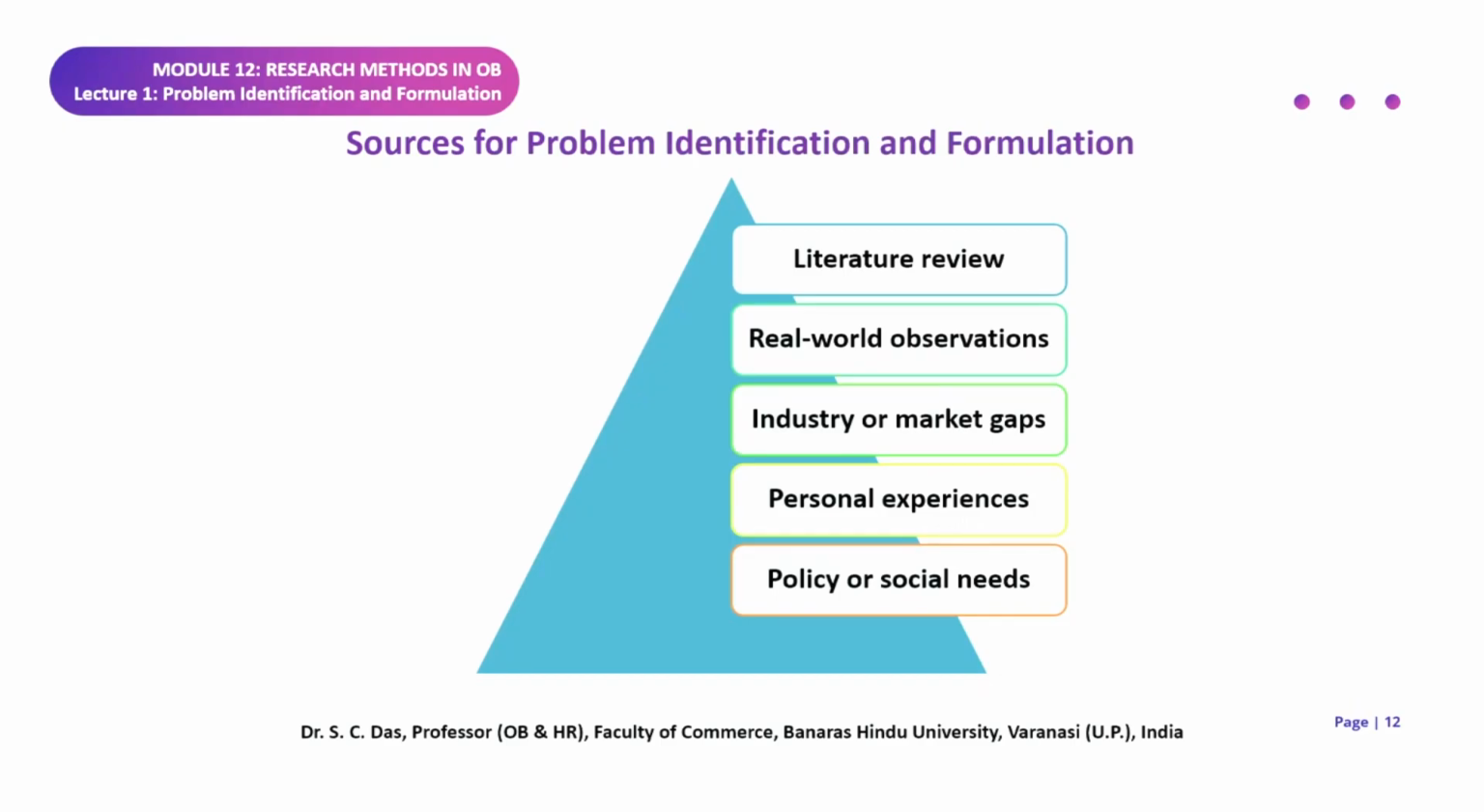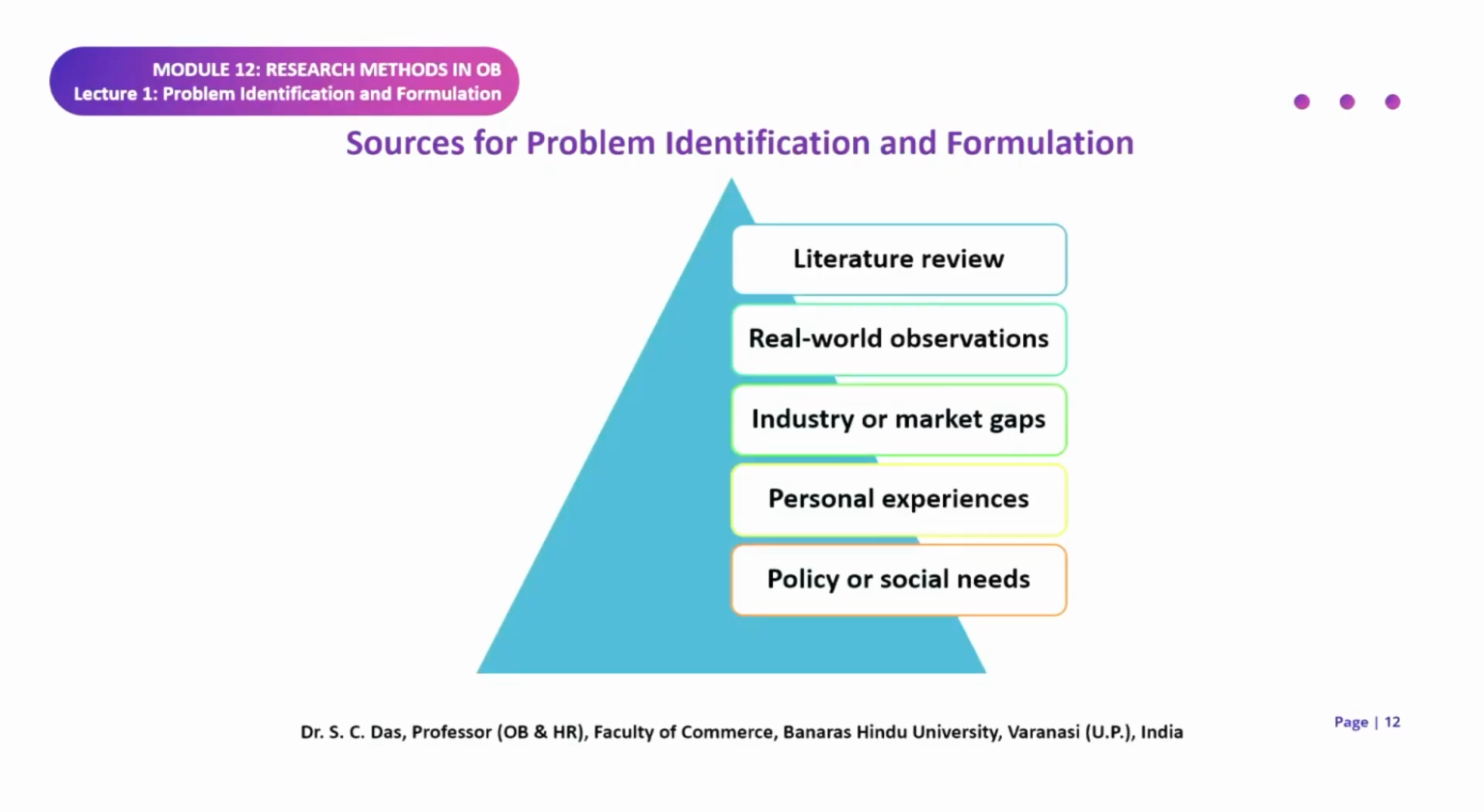Now see the sources of problem identification and formulation. From where can you generate your problem and formulation? The first one is the literature review. You can see that different types of research have already been done. Some people have already found some good things. I am telling you, the maximum research in the field of organizational behavior is replication research. That means some research has already been done by other people in a different culture with a certain sample size, but other people want to know whether the same results still persist or not.